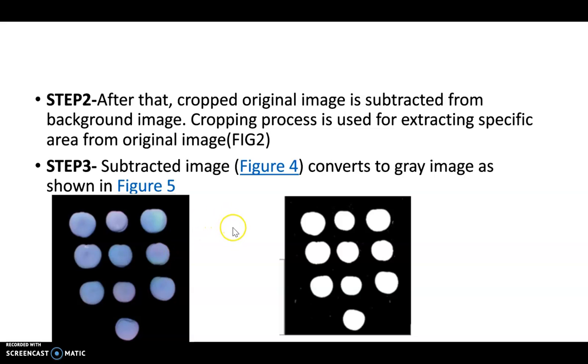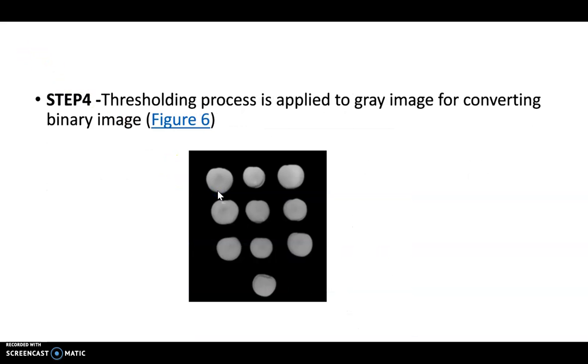Now moving towards the next slide. In step 2, the cropped original image is subtracted from the background image, and the cropping process is used for extracting the specific area from the original image. In step 3, we see the subtracted image, which is converted to a gray image as shown in figure 5. Moving to the next step, a thresholding process is applied to the gray image for converting it to a binary image. We can see the image here.